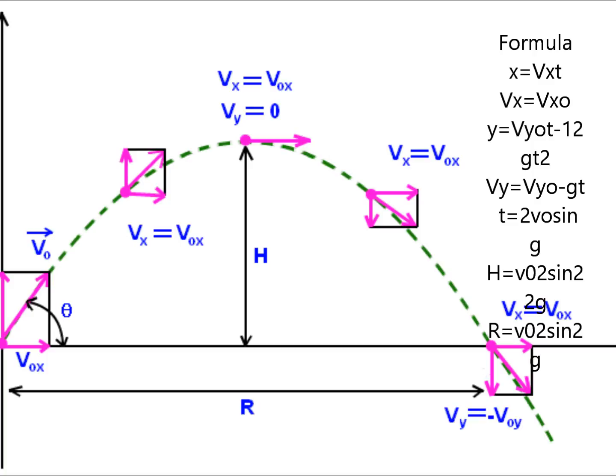Time, t, equals 2 vo sine theta over gravity. Height, h, equals vo squared sine squared theta over 2g. Range, r, equals vo squared sine 2 theta divided by gravity. Vo is the initial velocity. In these examples, I have used theta, which calculates along the y-axis. If you wanted to calculate it along the x-axis, you would just need to replace the sines with cos.